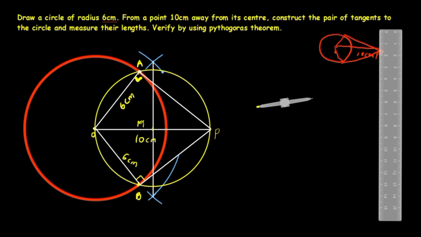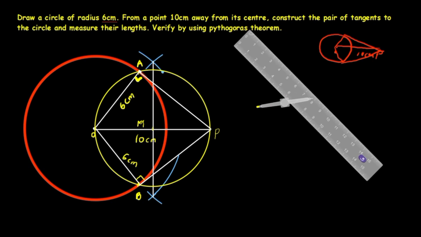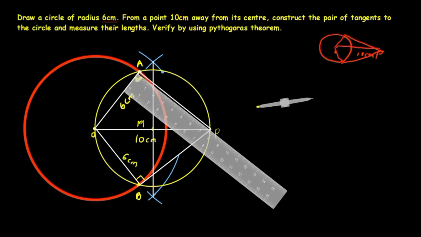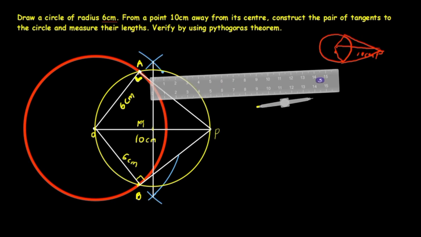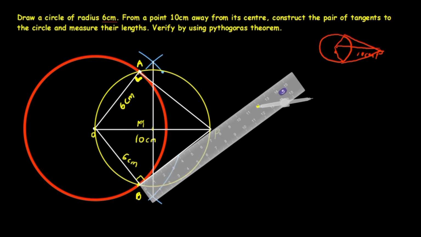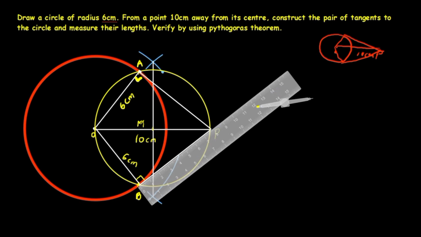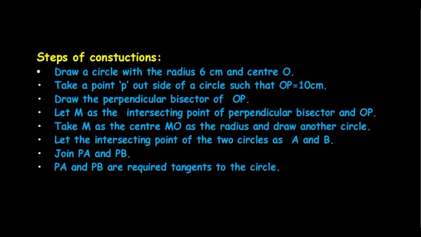Now we should measure the length of AP, that means the tangent. You can observe here it is 8 centimeters, that is AP is equal to 8 centimeters, which is the tangent. Similarly we should measure the other side also, that is BP. Now you can check BP. This one also, yes, it is 8 centimeters. So AP and BP are equal to 8 centimeters.